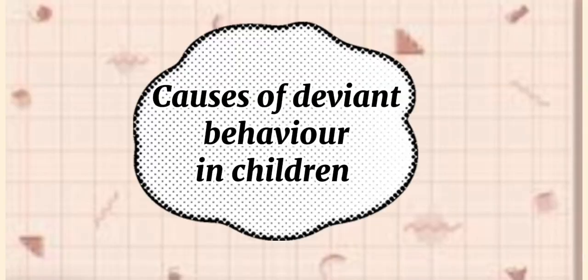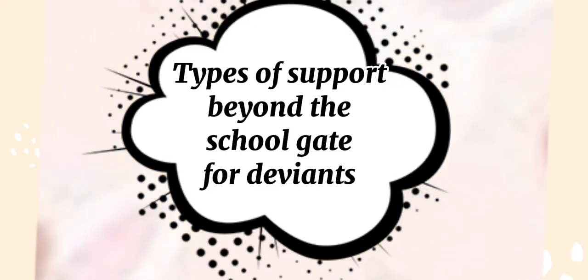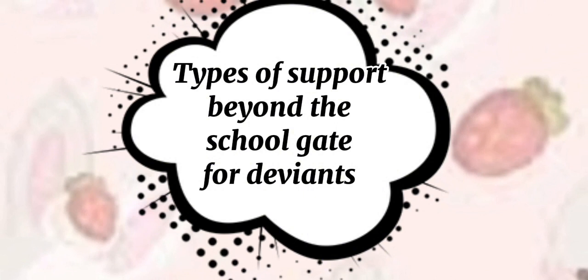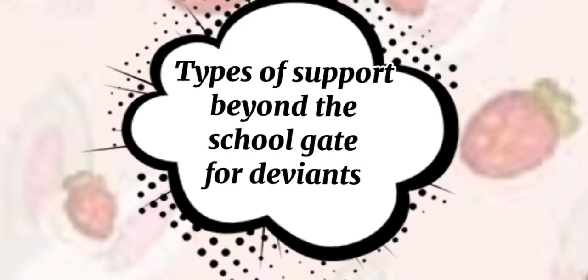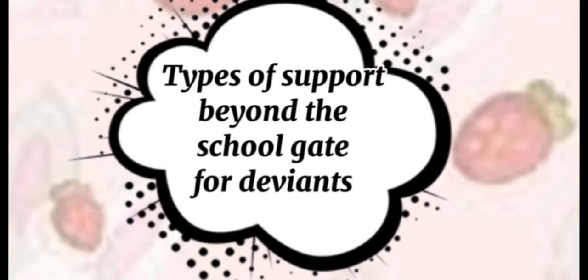So, support beyond the school gates. How do we get support beyond the school gates? Beyond school, there are several types of support available for children showing deviant behavior. These include talking to a counselor or therapist, joining community programs or sports, and seeking guidance from parents, family members, or mentors. It's important for children also to have a supportive network to help them make positive choices.